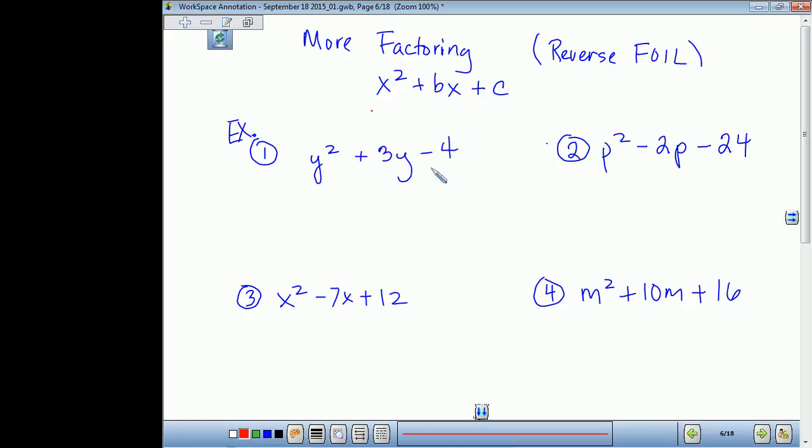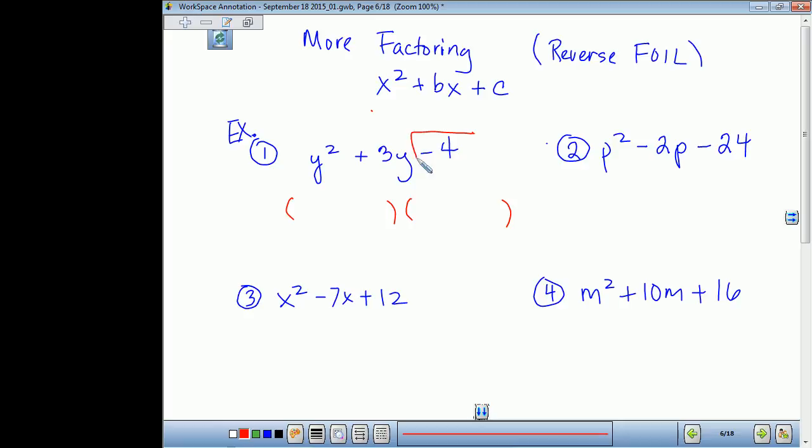All we're going to do is take a trinomial like this and factor it into two binomials. Or we're going to try our best. Sometimes they're prime and they won't factor at all. Sometimes they just have a GCF. But sometimes we can factor them into two binomials.